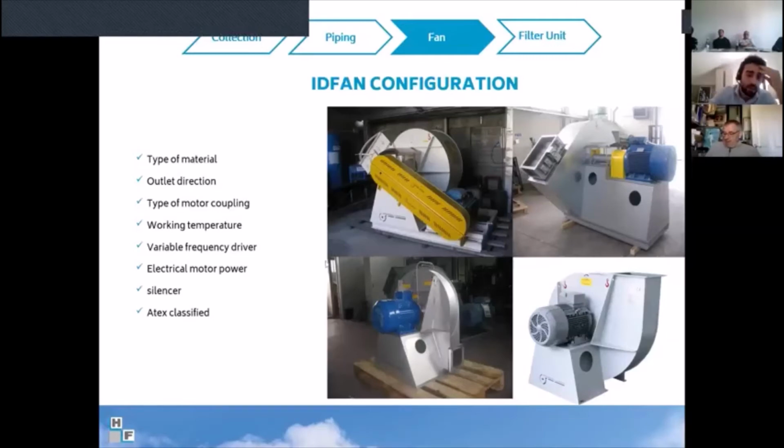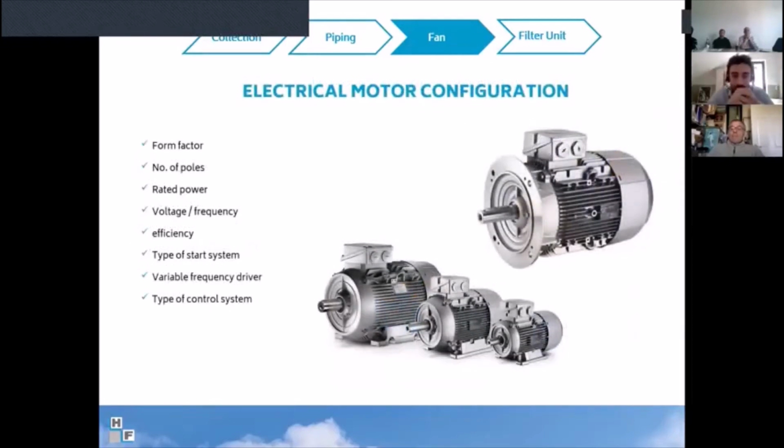Okay, but then we have to understand if we need a variable speed drive, so a variable frequency drive, if we need a silencer due to the sound pressure level required by the customer, and if the area is ATEX classified or not. With all this information, we can choose the proper fan configuration and the proper fan for our system, the proper blower. Last but not least, we can choose the proper electrical motor.